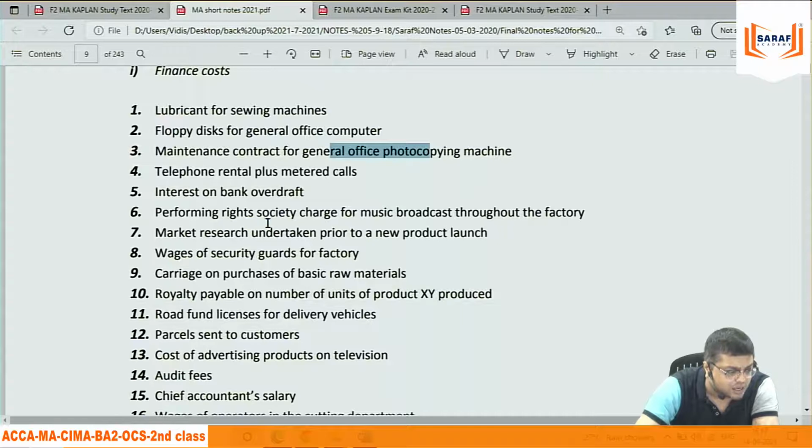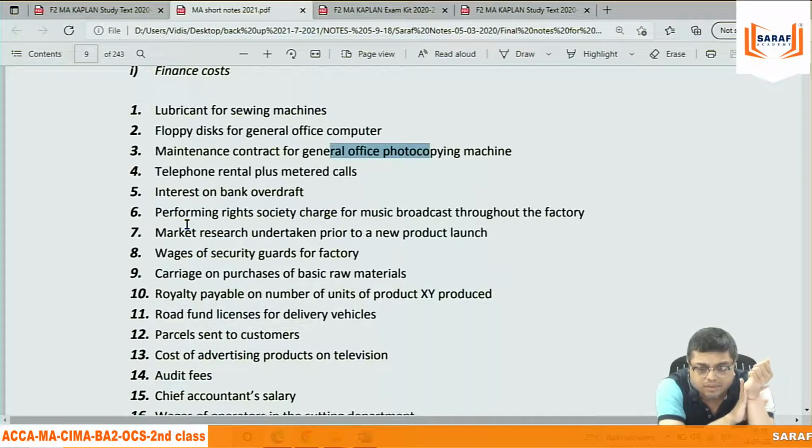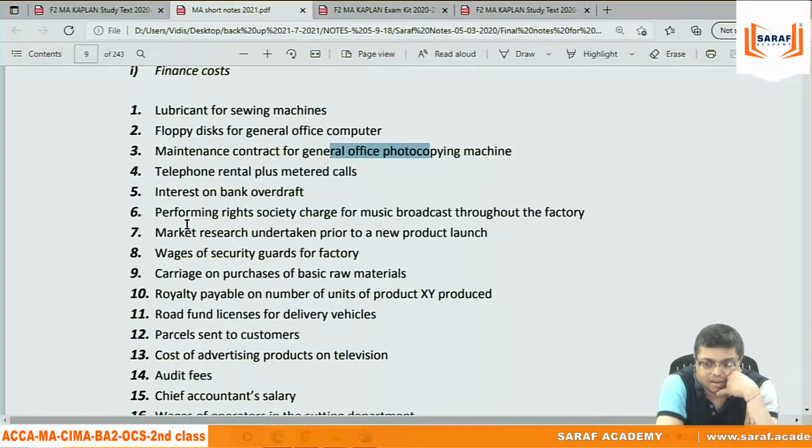Performing rights society charge for music broadcast throughout the factory. I am not getting it. What are they doing? When they are doing it in the factory, are they doing marketing? I don't think so. They are doing factory. But what are they doing? Performing rights society charge for music broadcast throughout the factory.